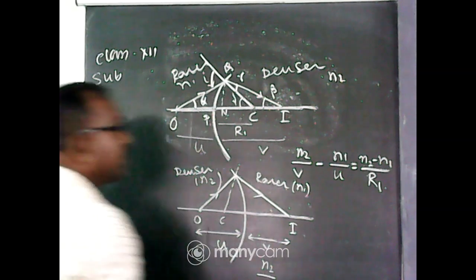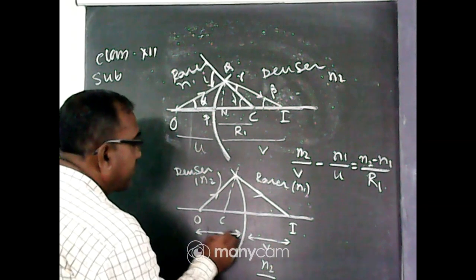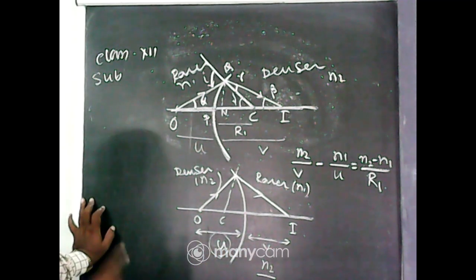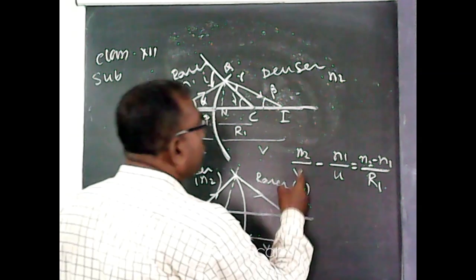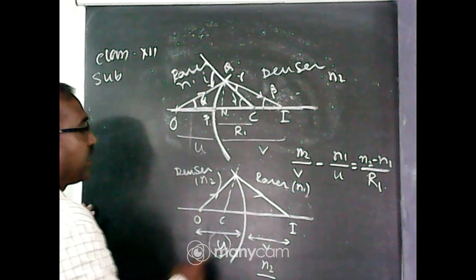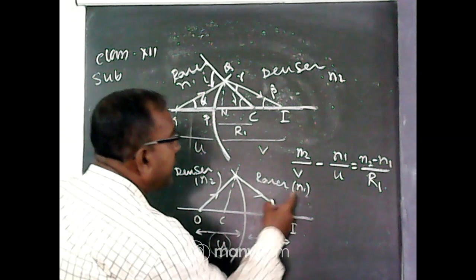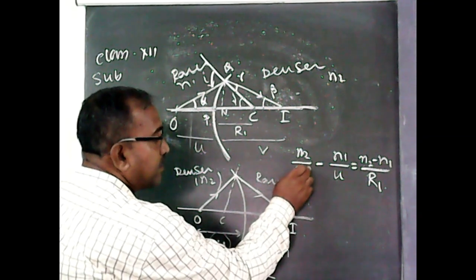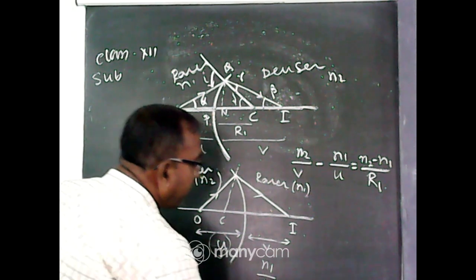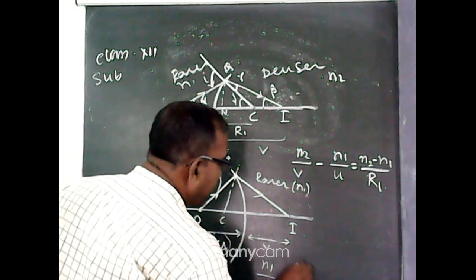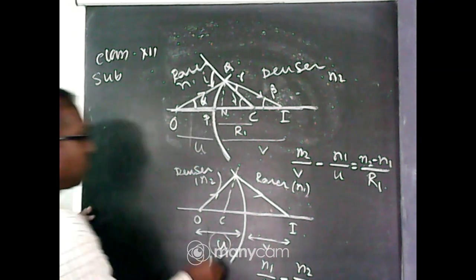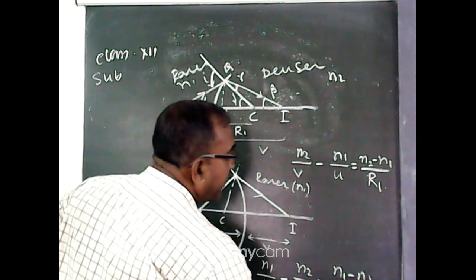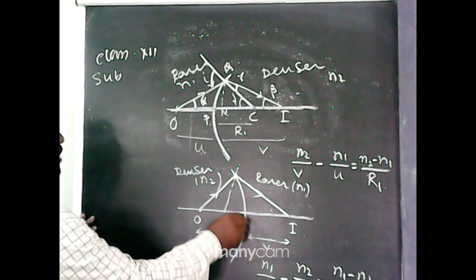So, N2 by U. N2 by V, N1 by U. N2 means here you consider that side is N2. N1 by V minus N2 by U, this side is N2, N1 minus N2 by R2, this is R2.